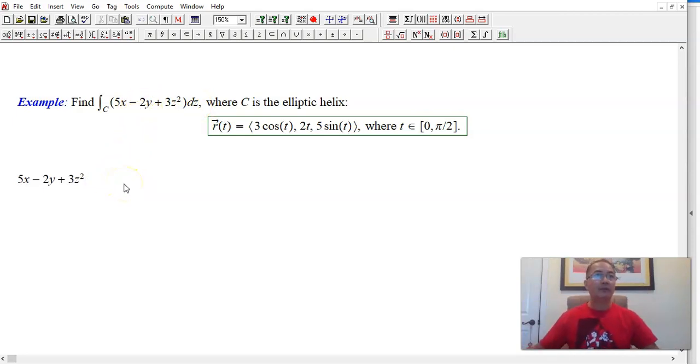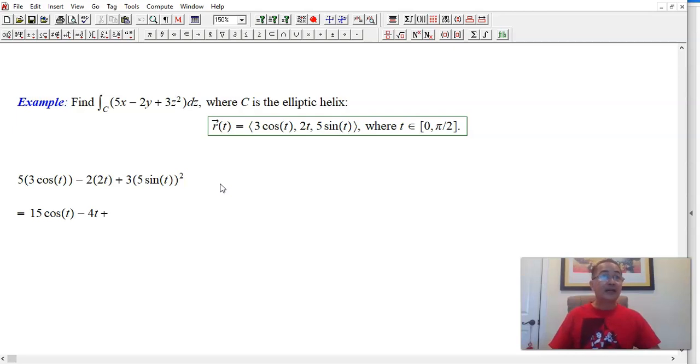Okay, so we want to plug in x in there. So replace x by 3 cosine t, y by 2t, z by 5 sine t. Okay, there you go. So yeah, that's not too bad. That's 15 cosine of t minus 4t plus 5 squared, 25 times 3, 75 sine squared of t. Okay, so that, there's more.